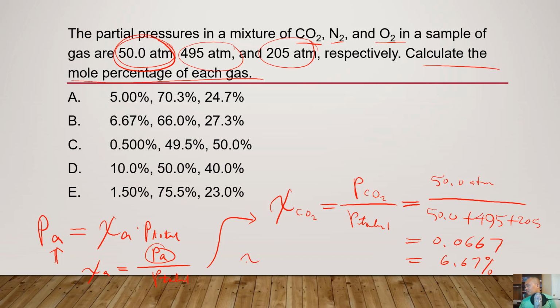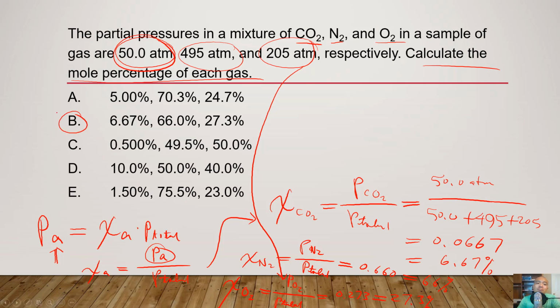And we can do the other calculations similarly. For example, chi for nitrogen will be the partial pressure of nitrogen divided by P total. Okay. And this gives us 0.660, or 66%. Next, we can also calculate the mole fraction for oxygen. That's P for oxygen, which is 205, divided by P total. Total, you add all contributions together. This gives us 0.273, or the same as 27.3%. According to our calculation, B is the correct answer.